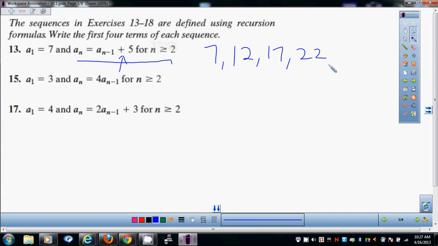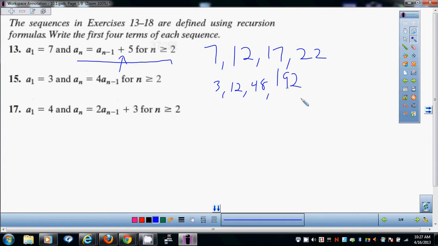So, number 15, blah, blah, blah, there's your first number, and what are you doing with that number from here on out? All you're doing is multiplying it by 4. People are like, whoa. You always subtract 1. No, that's just its way of saying, hey, use the previous term. 3 times 4, that times 4, that times 4, etc. So, number 15 would be 3, 12, 48, 192.